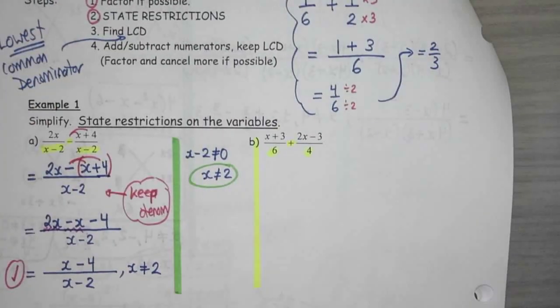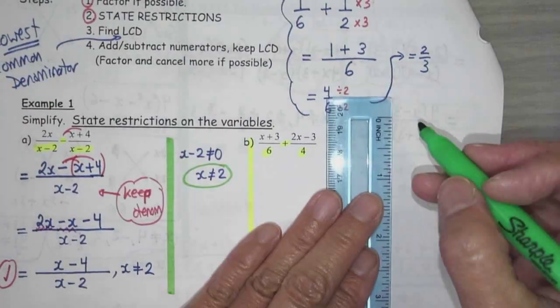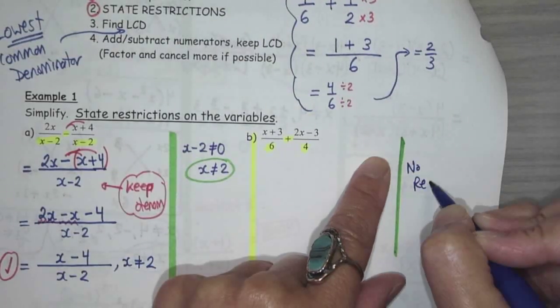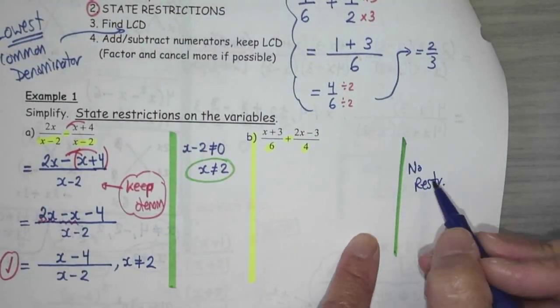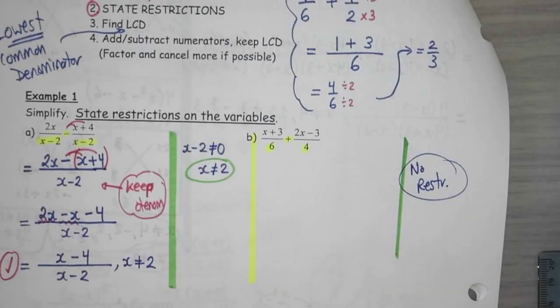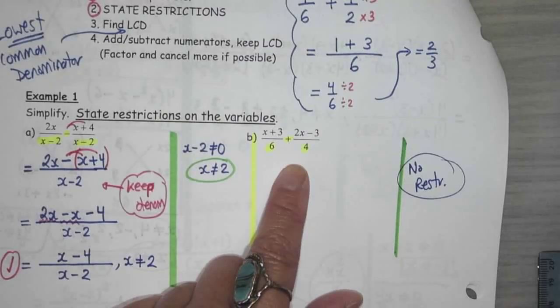So on the side here, I'm going to write to myself, I did check it, right? And for myself, I make a note, no restriction. So I know that, and I'm going to be like, okay, I checked already, no restrictions. Otherwise, I'm like, wait, did I check? I did. No restrictions because there's no variables on the bottom.